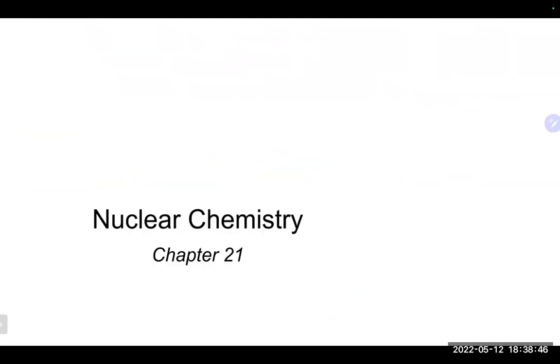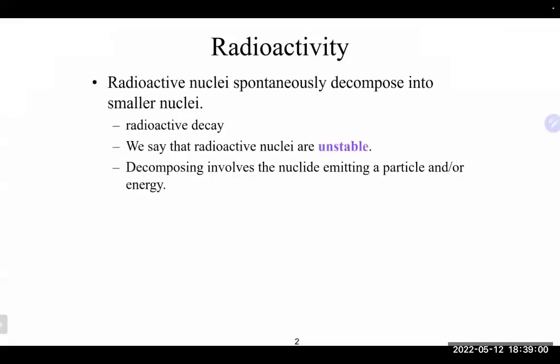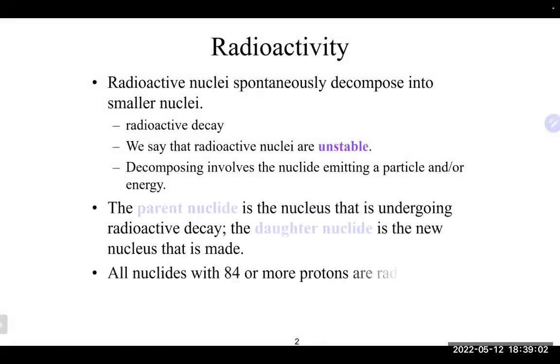All right, so the next chapter we're going to talk about is nuclear chemistry. I think it's 21. It might be 20. I think it's 21. It's 20-ish, I know for sure. So in this chapter, obviously, we're going to talk about nuclear chemistry, balancing nuclear reactions, and some kinetics that involves nuclear chemistry. So let's talk a little bit about radioactivity.